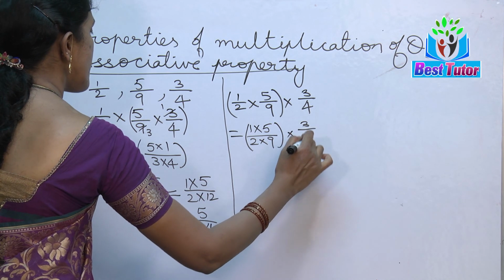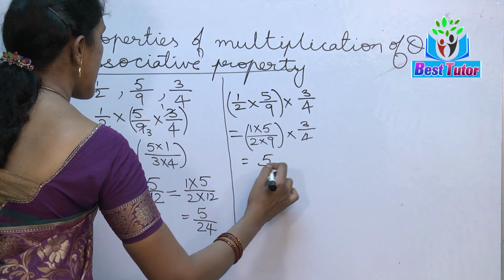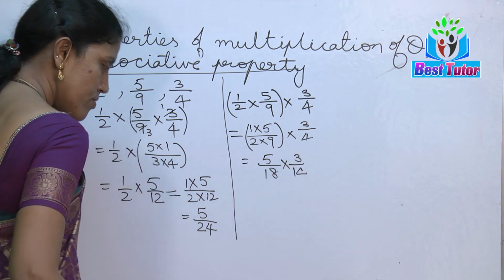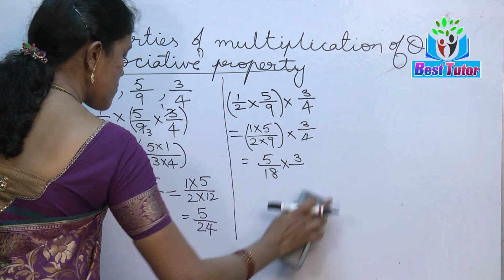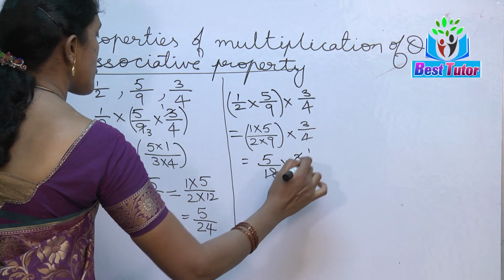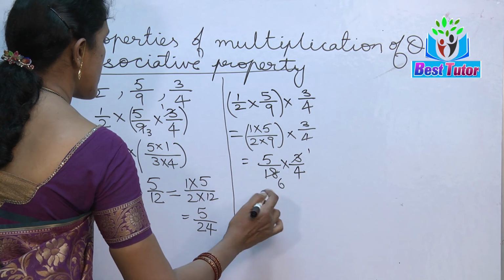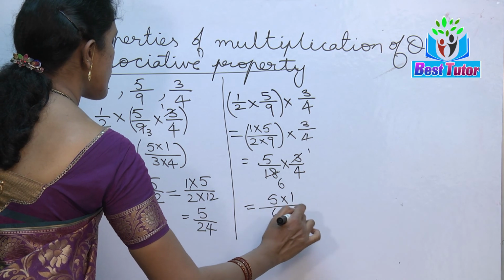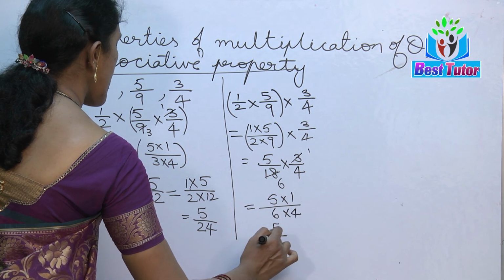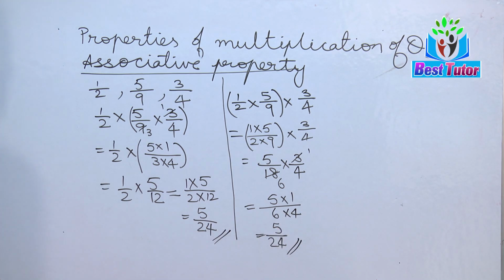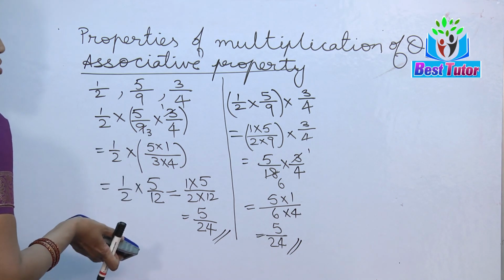into 3 by 4. So you get 5 by 18 into 3 by 4. Now 3 and 18 have a common factor. 3 1s are 3, 3 6s are 18. So we are left over with 5 into 1 by 6 into 4, which is 5 by 24. So the answers are the same. That means the product remains unchanged whichever way you group those.